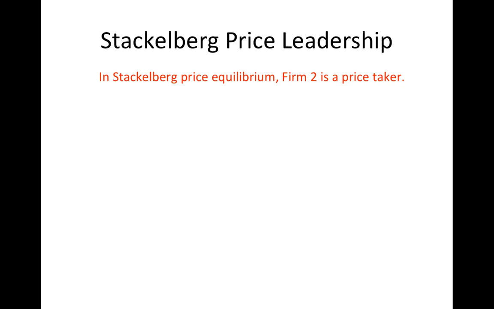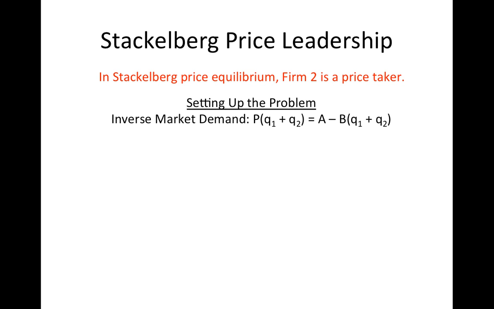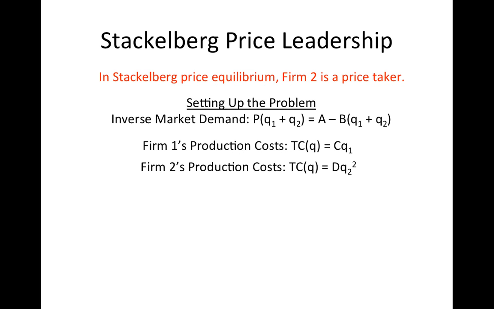Another way to characterize the Stackelberg price equilibrium is that firm 2 is a price taker. Thus, our problem becomes one of solving for the market price in equilibrium as well as the quantities that each firm will produce. We'll change the setup a bit from the previous example. As before, let the market inverse demand be P as a function of quantity equals A minus B times the total quantity produced in the market. Firm 1's total cost function is C times Q1. Firm 2's costs are D times Q2 squared.